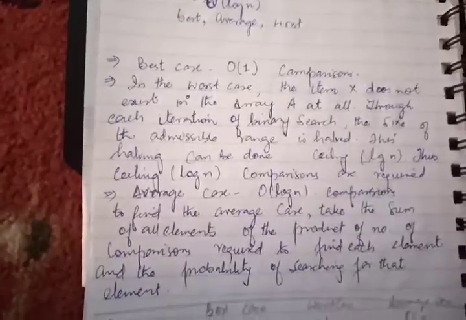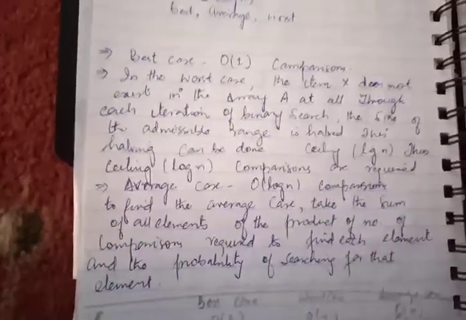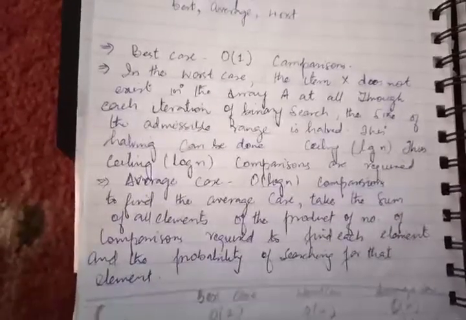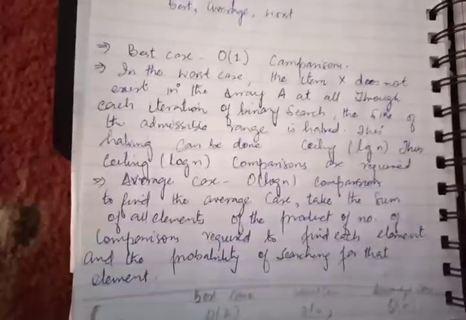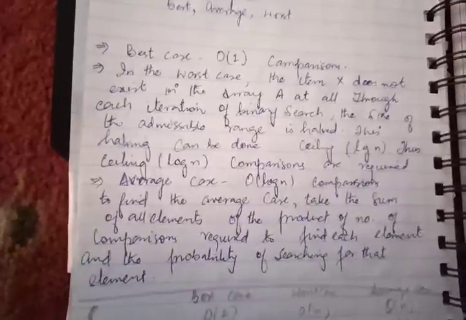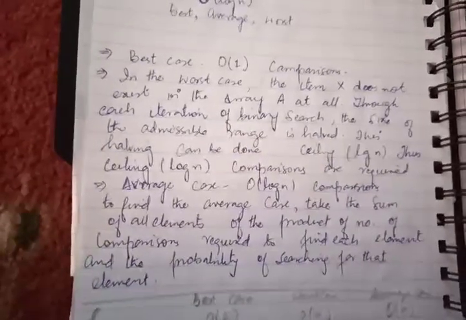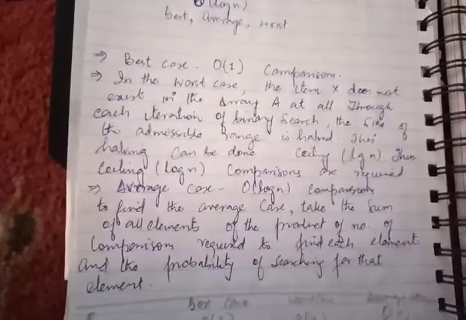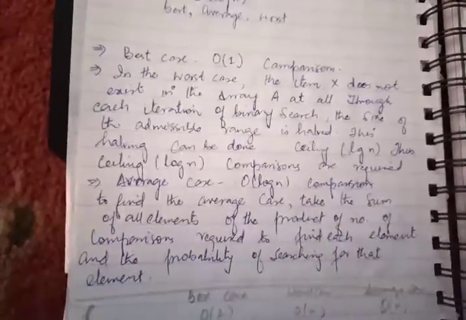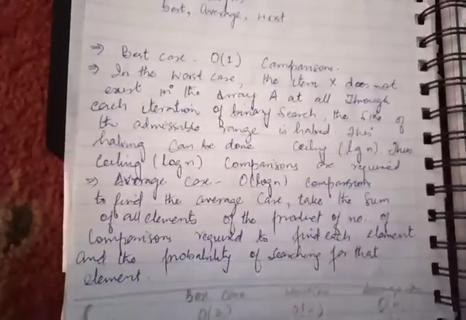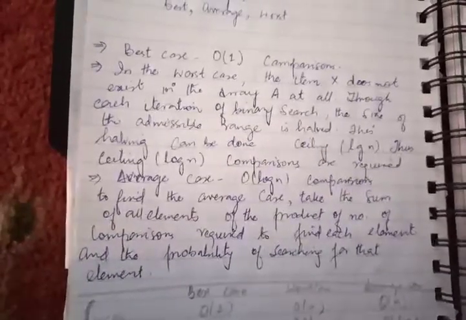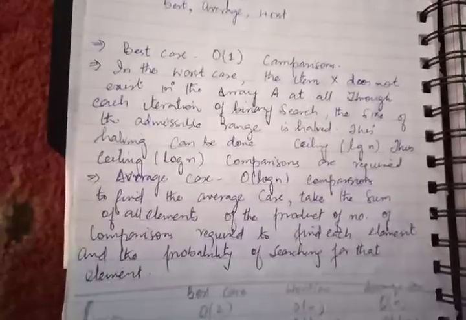So in the best case we only have to perform one comparison. In the worst case, the item x does not exist in the array A at all. Through each iteration of binary search, the size of the admissible range is halved. This halving can be done ceiling log n times. So ceiling log n comparisons are required. In the average case, big O of log n comparisons are required. To find the average case, take the sum over all the elements of the product of the number of comparisons required to find each element and the probability of searching for that element.